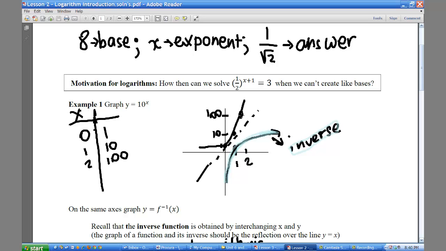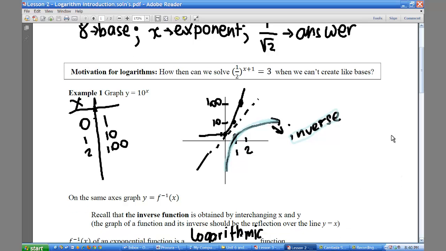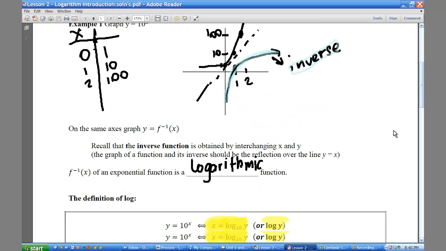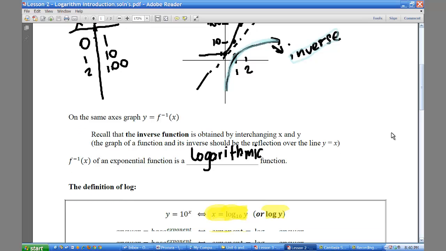For the inverse, remember that for the inverse we're switching x and y. So now my x is 1, y is 0, x is 2, y is 100, and so on. Okay, so there we are. The inverse function of the exponential function is going to be a logarithmic function. This is where the log function comes in. It's just an inverse of the exponential function.